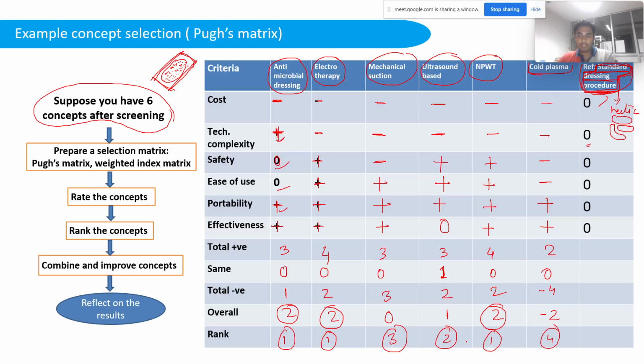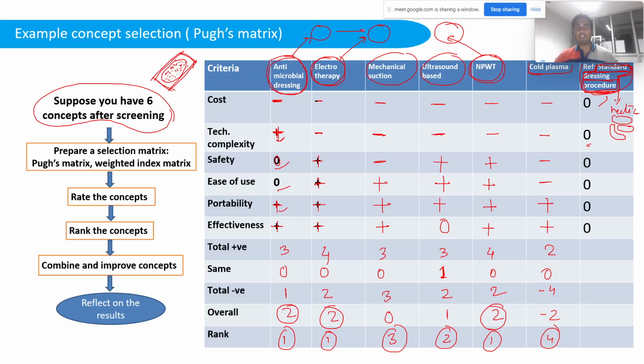So as concepts, you will look for solutions based on antimicrobial dressing, electrotherapy, and negative pressure wound therapy, NPWT. So this is the first round. Later you can go for the second round. Within antimicrobial dressing, which concepts you want to score higher. Then again you can do ranking and select one particular antimicrobial solution. Again for electrotherapy, you can do the same process. You can select one electrotherapy. Similarly, for negative pressure, you can select one.